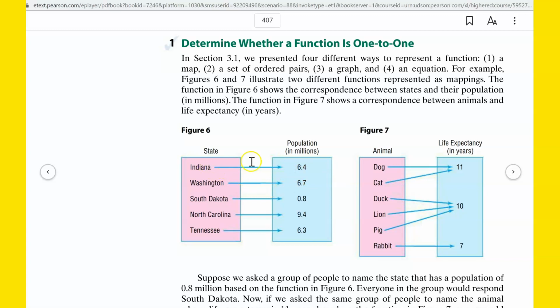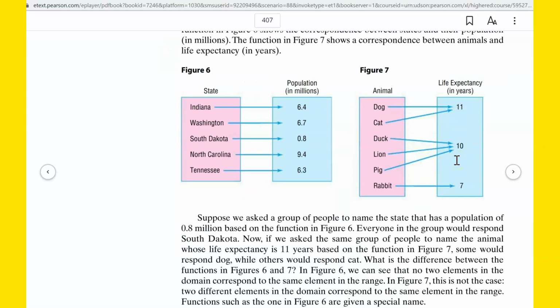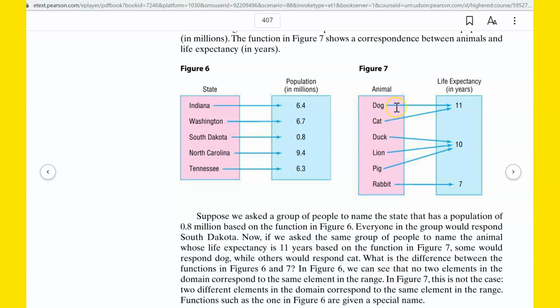Like we could say, what is the population of the state of Indiana, and get 6.4 million? Or we could say, what state has a population of 6.4 million, and we would get Indiana. Figure 7 would not be one-to-one. It's a function because each of these animals has only one life expectancy. But it's not one-to-one because these life expectancies could be associated with more than one animal. So, if I said, what's the life expectancy of a dog, you would say 11. But if I said, what animal has a life expectancy of 11, you might say dog or you might say cat. So it's not a one-to-one function.